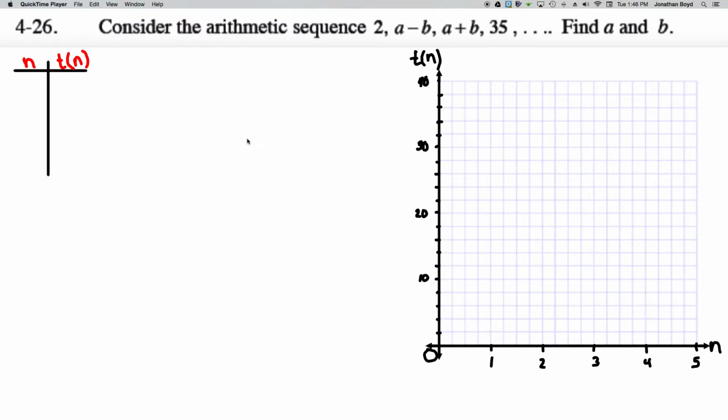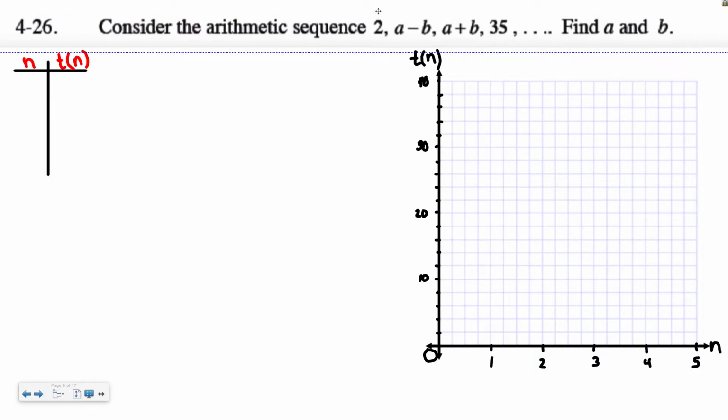All right, for this problem here, I've set up a coordinate plane. You don't have to necessarily do so, but I want you to see some of the things that are going on. We have an arithmetic sequence, so we have to think about what that means. They tell us that it starts with 2, so that's our first term. Our second term would be a minus b, third term a plus b, and fourth term 35.